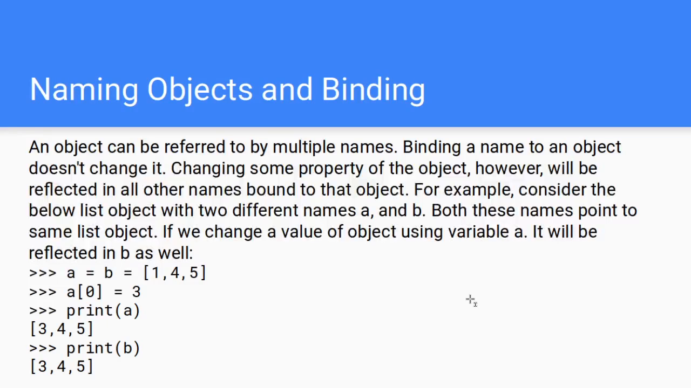Naming objects and object binding. An object can be referred to by multiple names. Binding a name to an object doesn't change it. Changing some property of the object, however, will be reflected in all other names bound to that object. For example, consider the below list object with two different names, A and B. Both these names will point to the same list object. If we change the value of a list object variable A, it will be reflected in B as well.